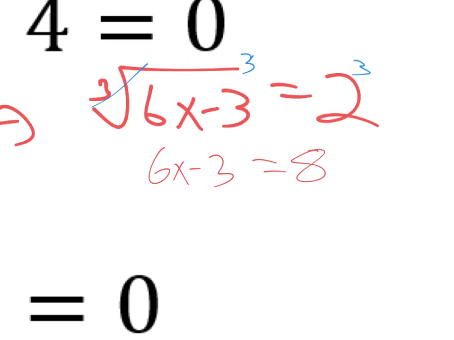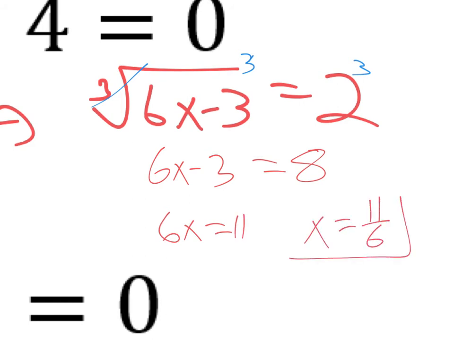And now we can solve. Let's add the 3 over. So I'll get 6x equals 11. Therefore, x equals 11 sixths.